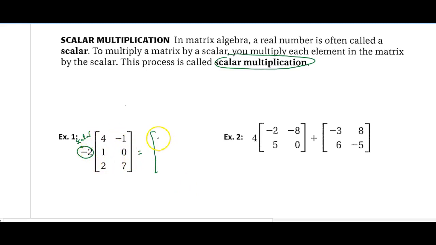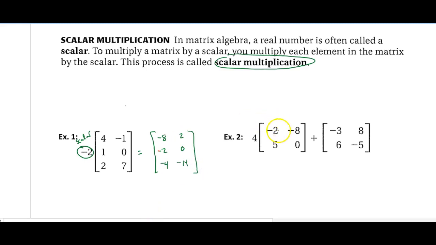So negative 2 times 4 is negative 8. Negative 2 times negative 1 is positive 2. Negative 2 times 1 is negative 2. Negative 2 times 0 is 0. Negative 2 times 2 is negative 4. Negative 2 times 7 is negative 14. And right away, we are done.